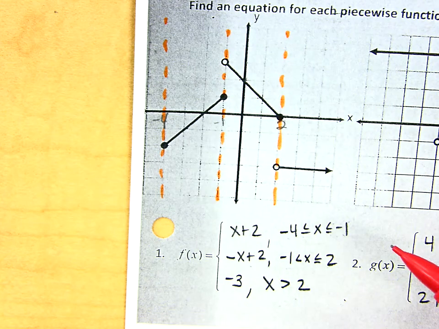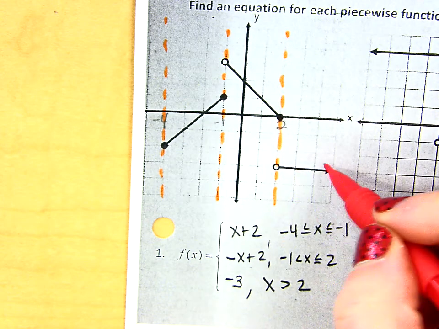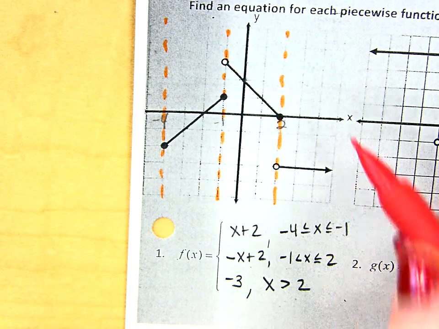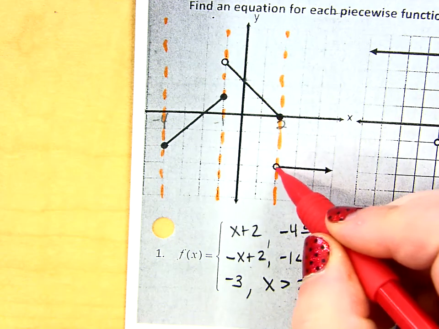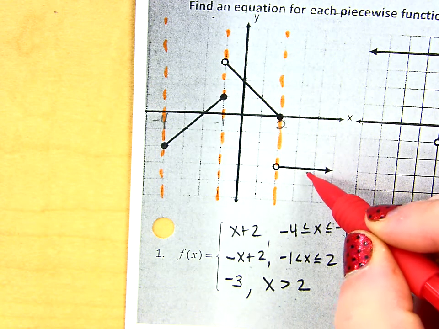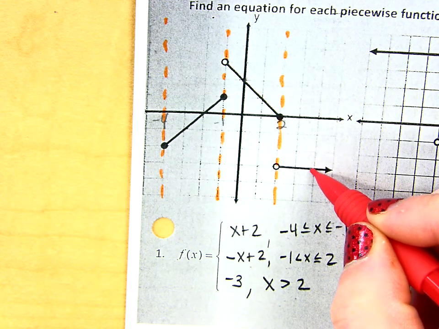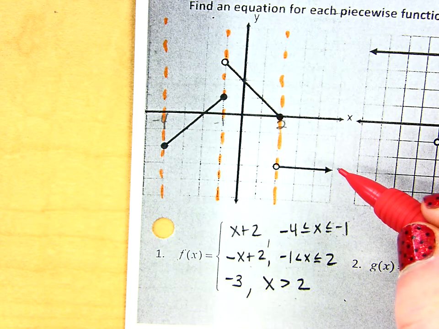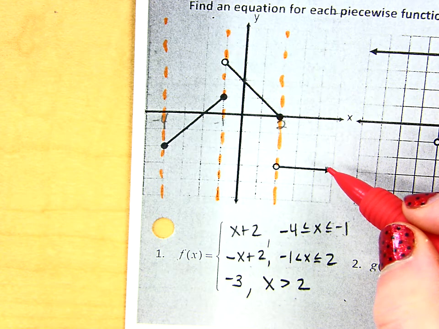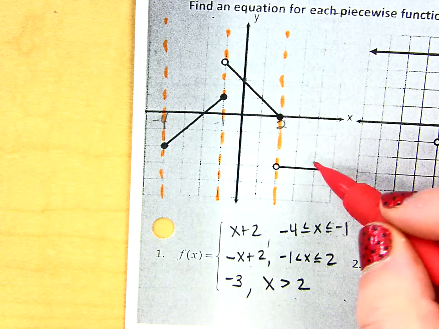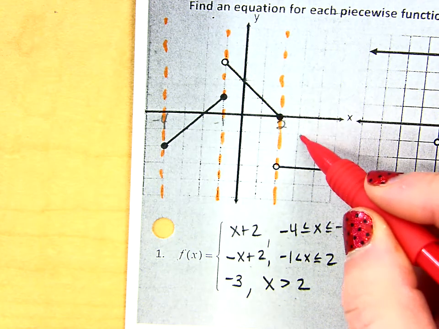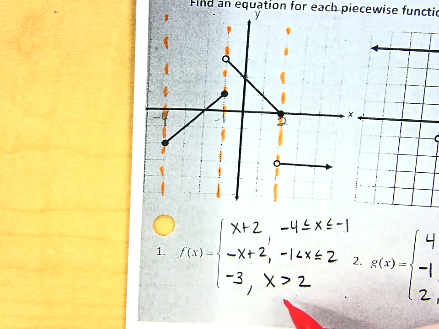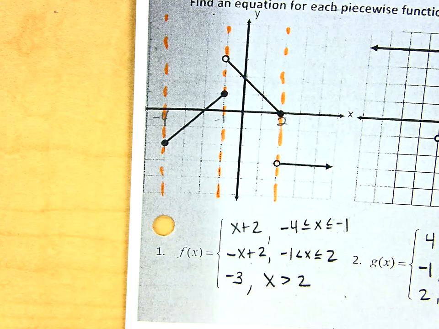And then the third one, he only exists when x is greater than 2. Not or equal to, because he's open. So greater than 2. And then I just ask myself, what's the equation of this line? It's perfectly flat, so what do I write? How do you write the equation of a flat line? Yeah, it's just y equals, and I happen to have y is -3 right there. So I just write -3. Does that make sense?